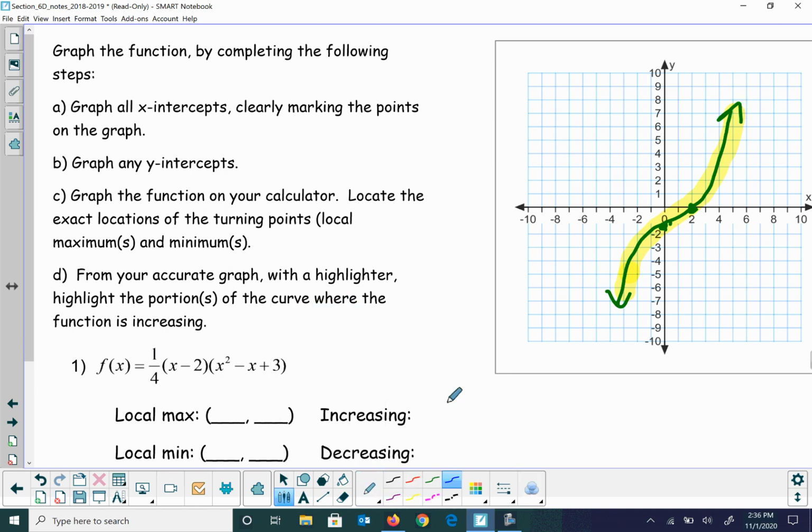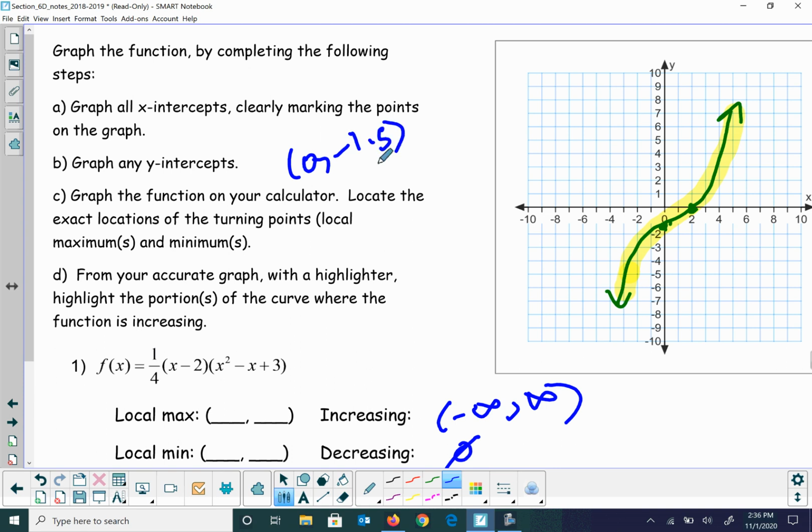So where is this graph increasing? Well, from negative to positive infinity, the entire graph is increasing. Okay? Decreasing does not exist on this graph because it doesn't ever start going back down. It approaches it, but it doesn't start going back down at all. Okay, we have the y-intercept right there. So the y-intercept is at 0, negative 1.5.